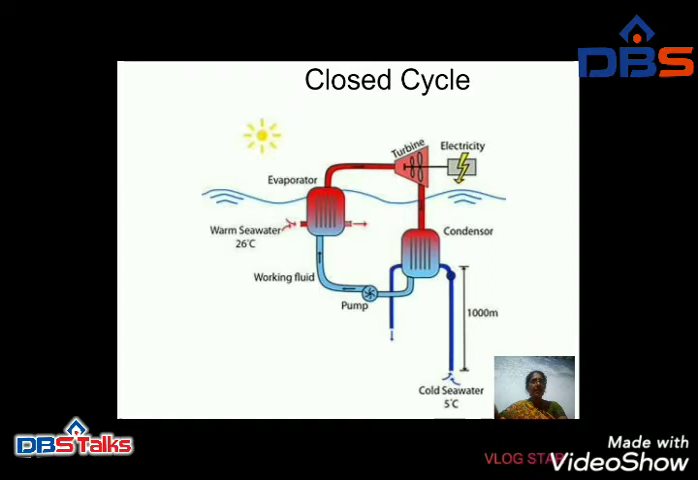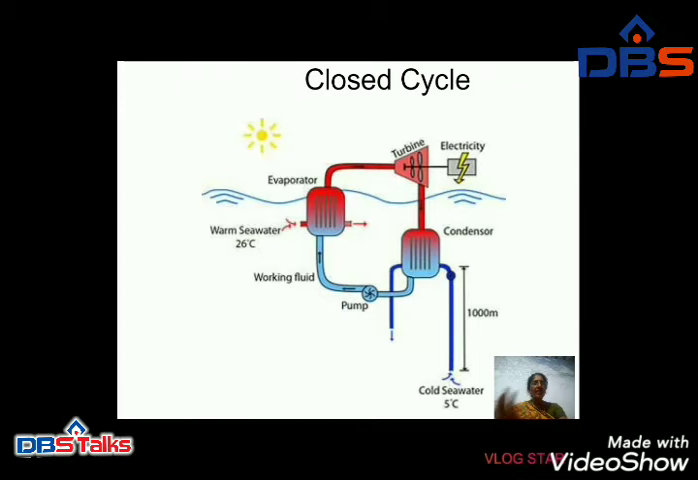So from the warm seawater we add heat to a working fluid such as ammonia. From that, the heat evaporates it, and it goes to the turbine, and the turbine rotates. From that it gives the electricity. This vapor expands at moderate pressure to turn the turbine coupled to the generator to produce electricity.